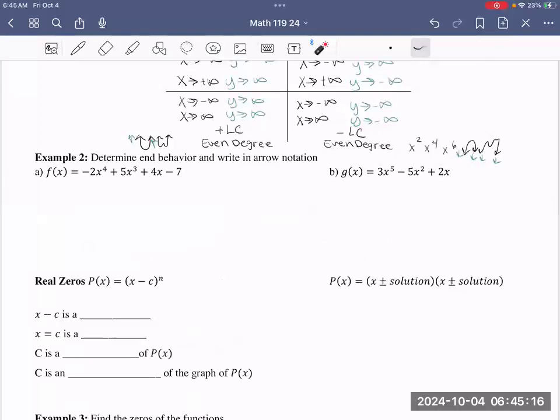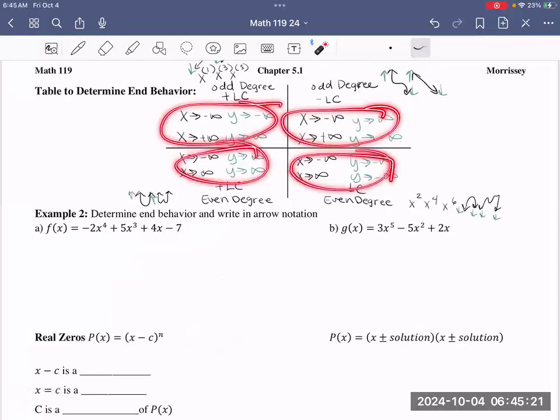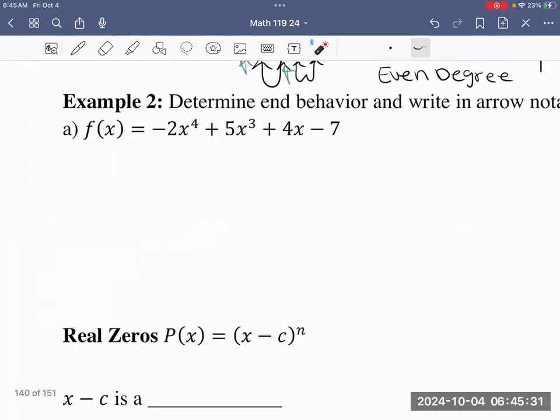So let's determine your end behavior and write it in the arrow notation. So we're taking one of these, and you only have 4 cases. They're not going to change. So it says determine the end behavior. So for example, A, looking at your polynomial, right? There's 2 things that we need to pick out. That being your degree. Your degree here, the highest degree we have is 4. And your leading coefficient, that being -2. Because it's negative, right, we have a change in the direction.